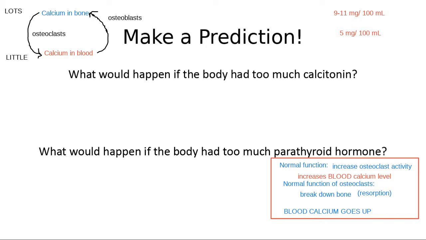If I have a lot in the blood, I can put that into my bone tissue. My osteoblasts can put that into bone tissue. So when you eat a diet high in calcium, we use our osteoblasts to build our bone tissue.